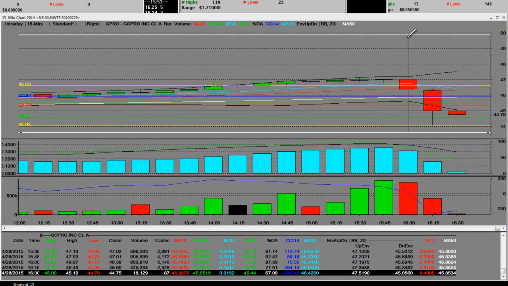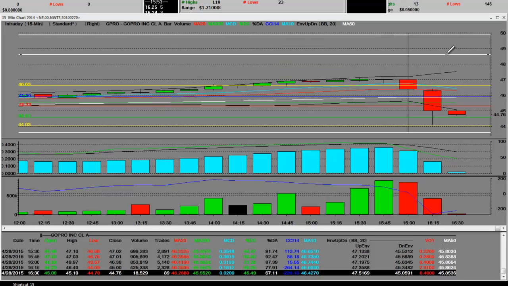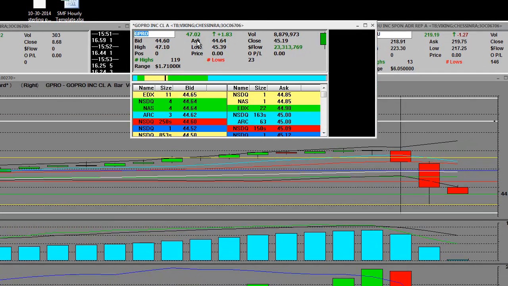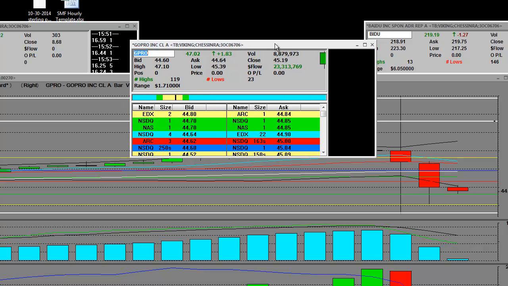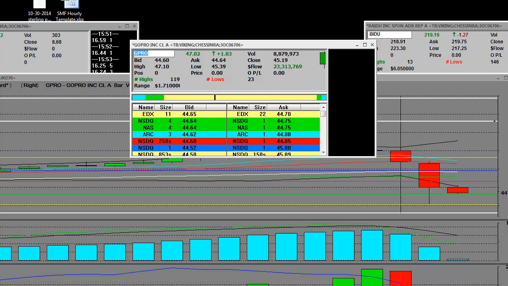Here is the after hours chart on GoPro, and you had 8.8 million shares traded on GoPro. And at some point, we're going to be buying GoPro at a short time. The shorts are winning. You were up at 47.02 at the closing bell. And right now, we're printing 44.70 on GoPro. They're going to be on sale for an intraday trade very soon with GoPro.